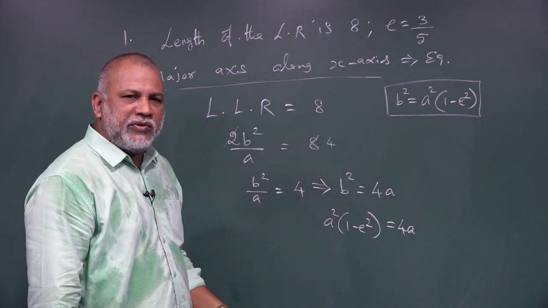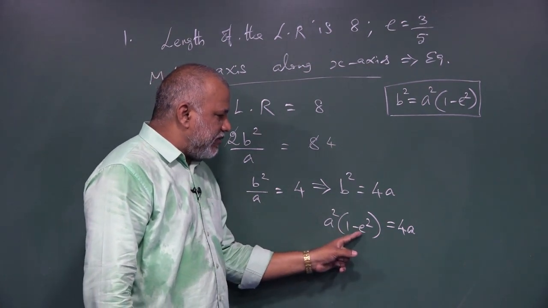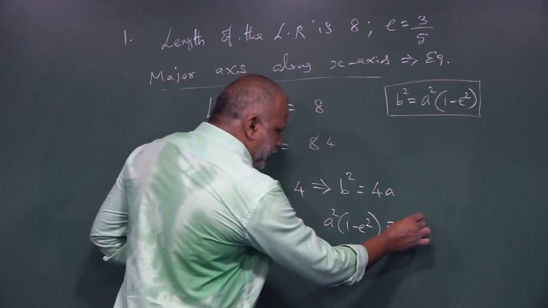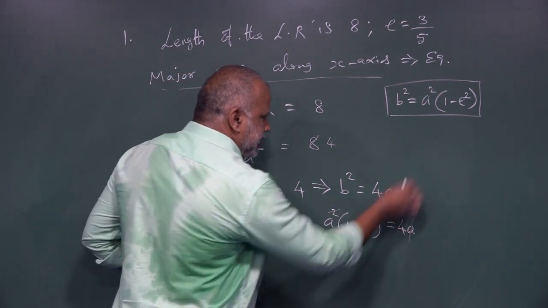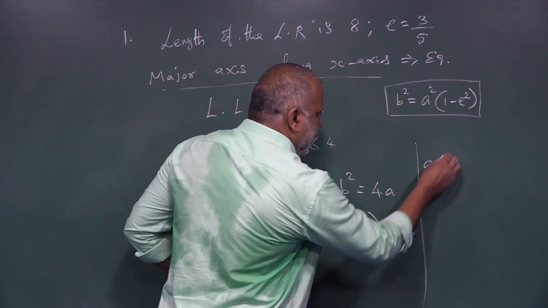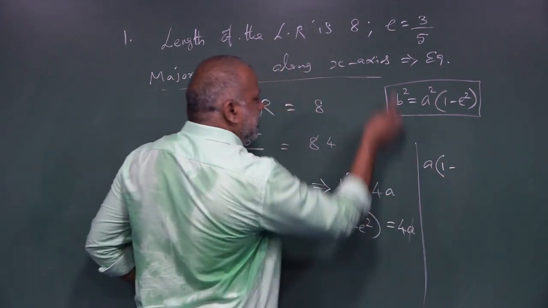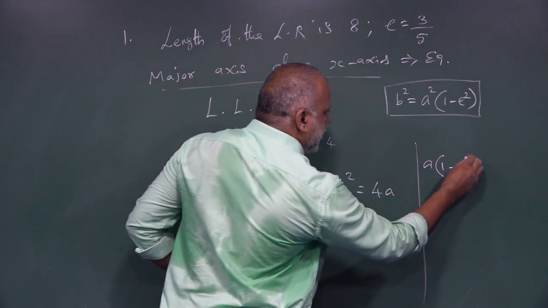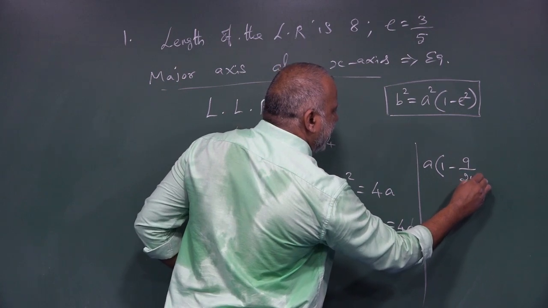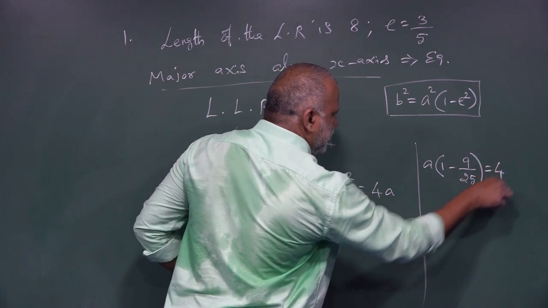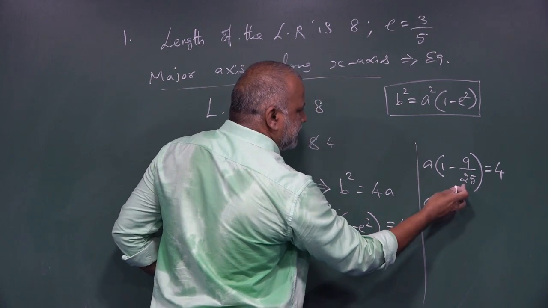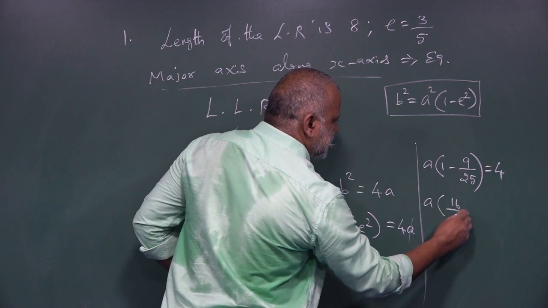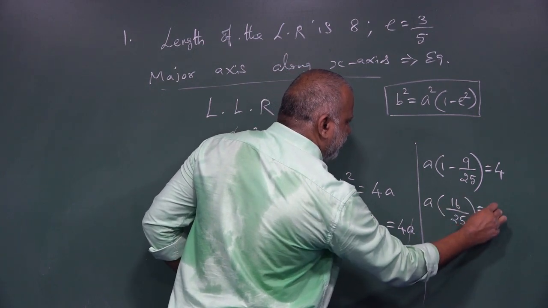Now we can simplify this. We know the value of e equal to 3 by 5. Just substitute, and we can cancel one a on the left-hand side and right-hand side. Now listen, a is multiplied with 1 minus e squared, where e squared is 3 by 5 squared, so I get 9 by 25, equal to 4. Simplifying this, a is multiplied with, taking the LCM, 25 minus 9, I get 16 by 25, equal to 4.